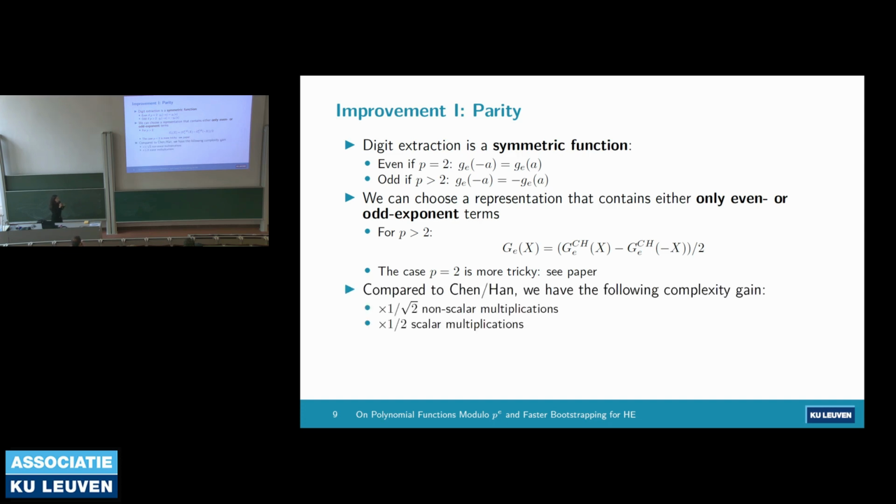Then using this technique, we reduce the number of non-scalar multiplications by a factor of square root of 2 and the order of scalar multiplications by a factor of 2 in the homomorphic evaluation.